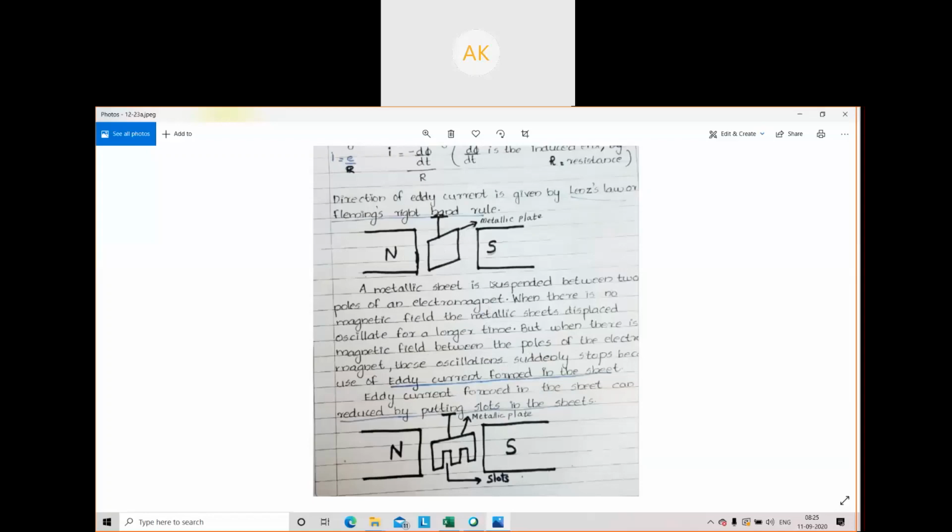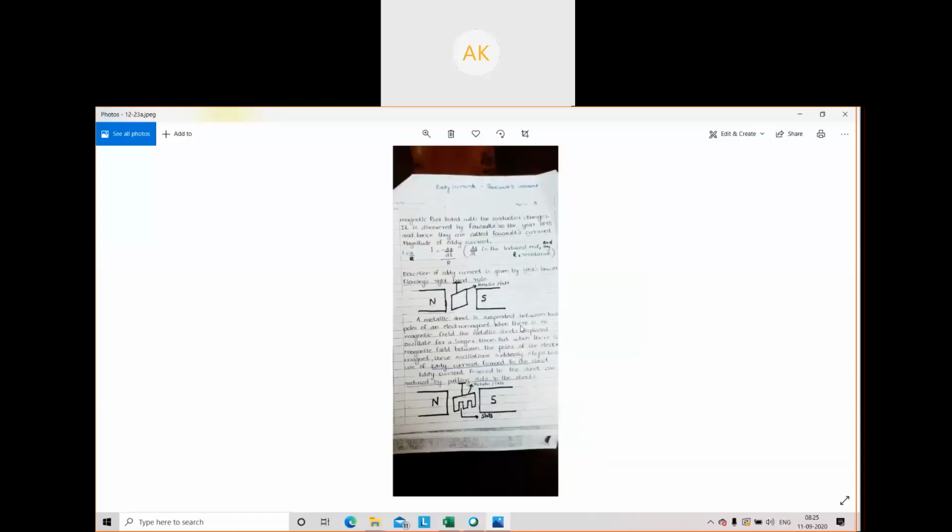It opposes the change in magnetic flux. Here the change in magnetic flux is produced due to the area changing. Flux equals BA cos theta. How does the flux change? B can be changed, A can be changed, theta can be changed. In this particular case, area is changing. When it moves to and fro, the area linked with the magnetic field changes. Next, you can see.